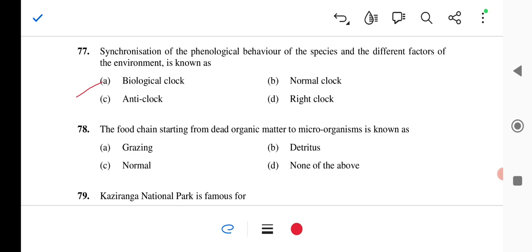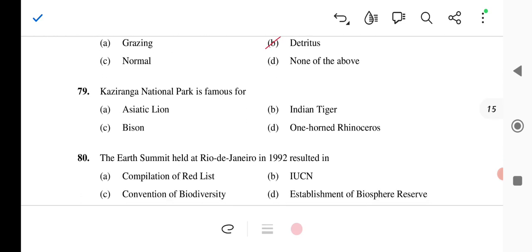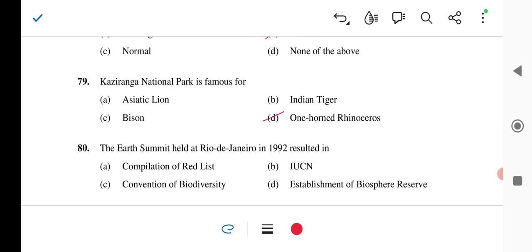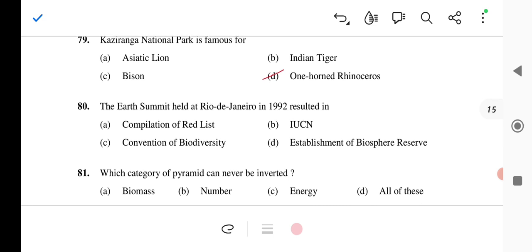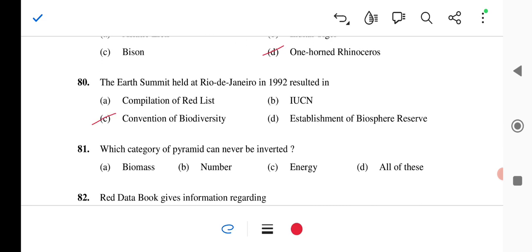Next is, the food chain starting from dead organic matter, it is detritus. Next is, Kaziranga National Park, it is famous for the one-horned rhinoceros. Next is, the Earth Summit held at Rio de Janeiro in 1992 resulted in the Convention on Biodiversity. Next is, which category of pyramid can never be inverted? It is the pyramid of energy.